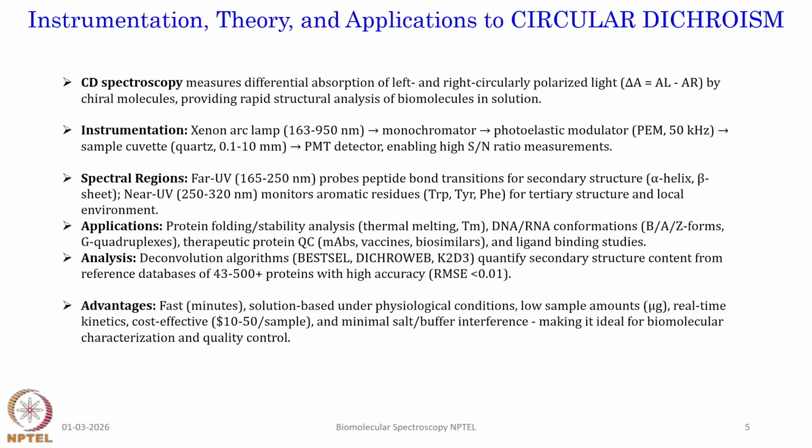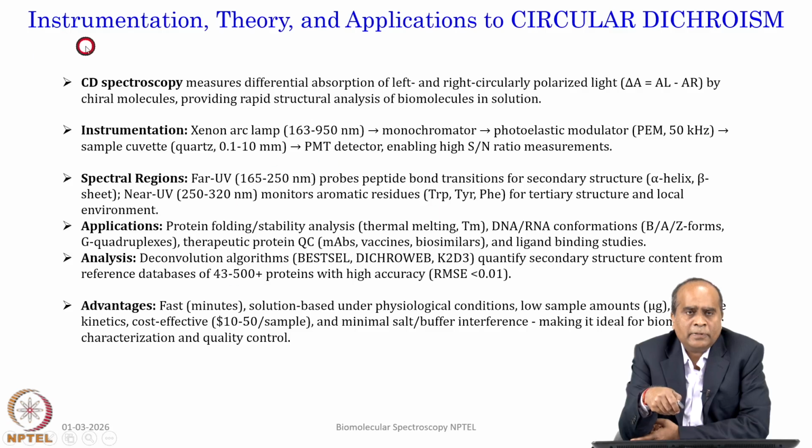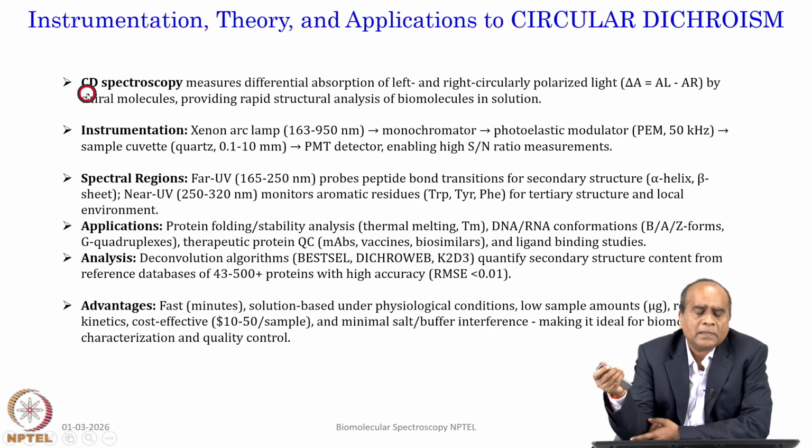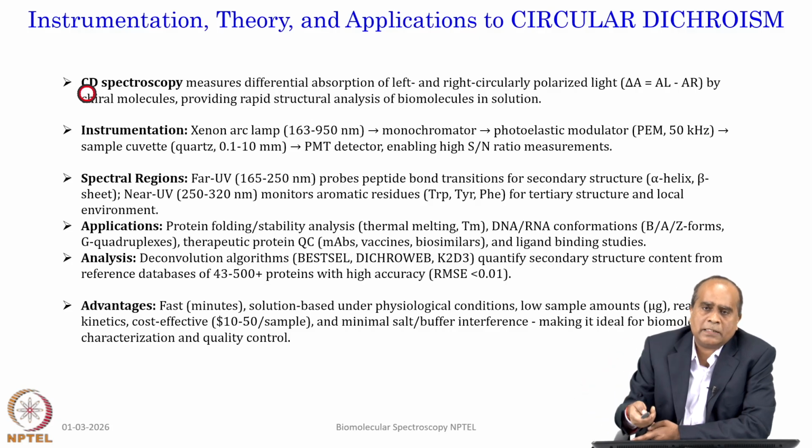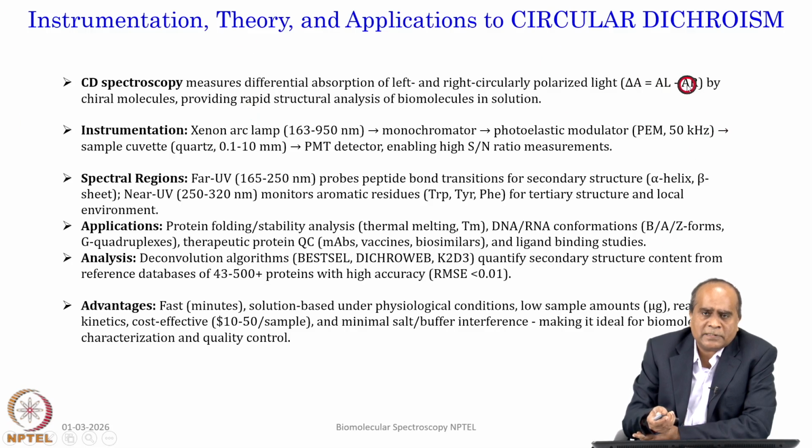So, let us start with a little bit of theory again. After giving you this brief glimpse of what we are going to venture into, we will be talking about instrumentation, theory and application of CD. Now, CD is a spectroscopic technique that measures the differential absorption of light. What kind of light? Left handed circularly polarized light and right handed circularly polarized light. It measures delta A, left handed minus right handed polarized light absorbed by a chiral molecule, and this difference in absorption provides a rapid structural analysis of biomolecules in solution.